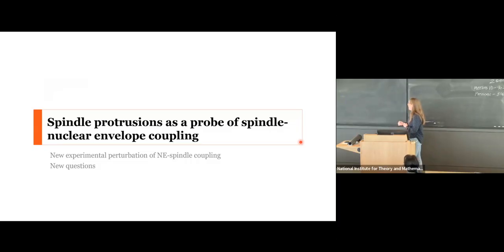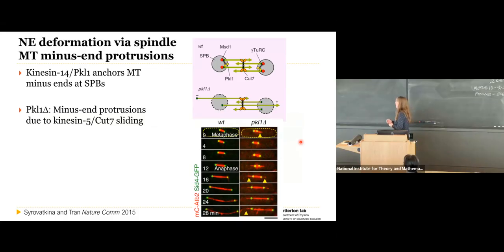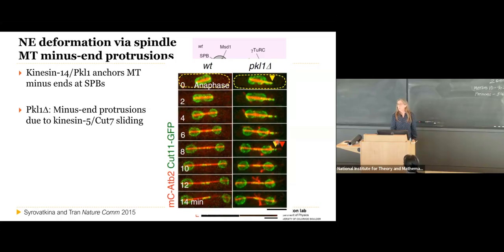I am just going to really briefly talk about this as a teaser for future work and to leave you with some interesting puzzles. We recently have been developing something called spindle protrusions as a novel window on force in the spindle. The idea is that with the right genetic trick, you can get spindle microtubule minus end anchoring to be perturbed, and microtubules or microtubule bundles can slide past the end of the spindle, and that can distort the nuclear envelope.